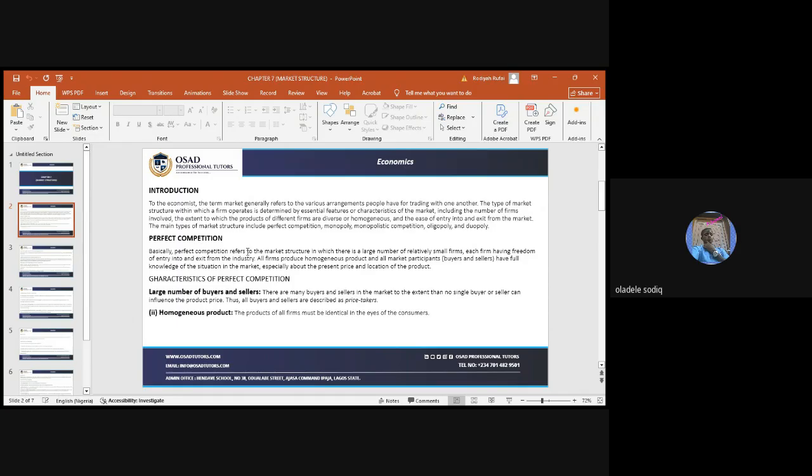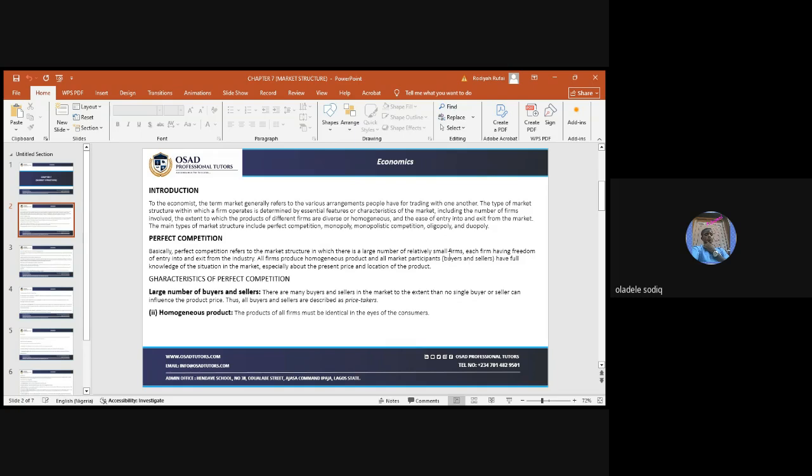Perfect competition refers to the market structure in which there is a large number of relatively small firms. Please take note of that. There is a large number of relatively small firms, each firm having freedom of entry into and exit from the industry. When we say freedom of entry, you can easily go into the market and sell whatever you want to sell. At the same time, you can also leave the market easily. That's what we classify as free entry and exit.